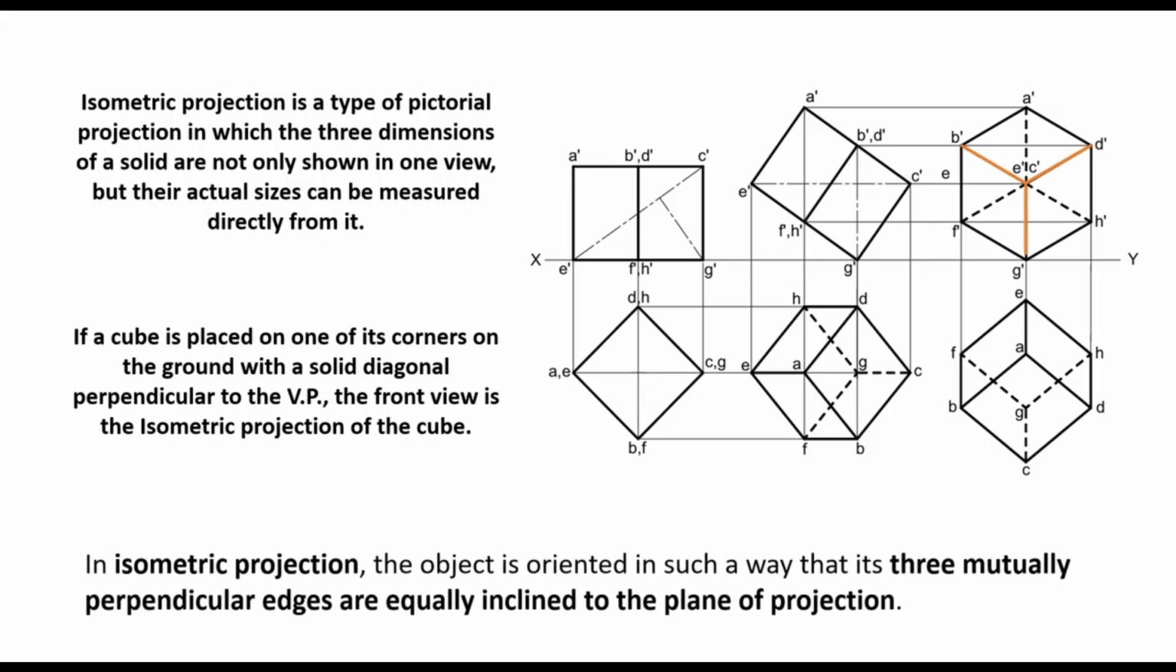In isometric projection, the object is oriented in such a way that its three mutually perpendicular edges are equally inclined to the plane of projection. Here you can observe BC, CD and CG. These are the three mutually perpendicular edges equally inclined to the plane of projection. The step-by-step construction is shown here. We'll see.